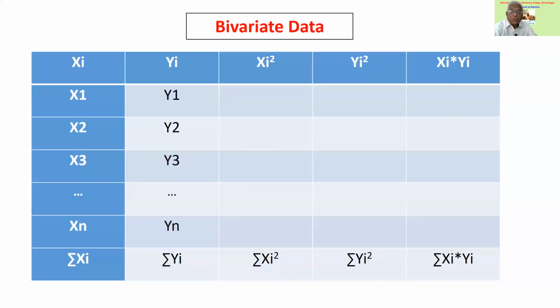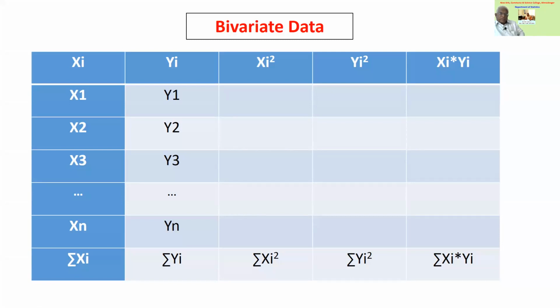This slide will tell you what kind of data is required for the correlation coefficient. For the correlation coefficient, we require bivariate data in the form of xi, yi. So the first pair is x1, y1. The second pair is x2, y2. The third pair is x3, y3. And so on. The last pair, the nth pair, is xn, yn.